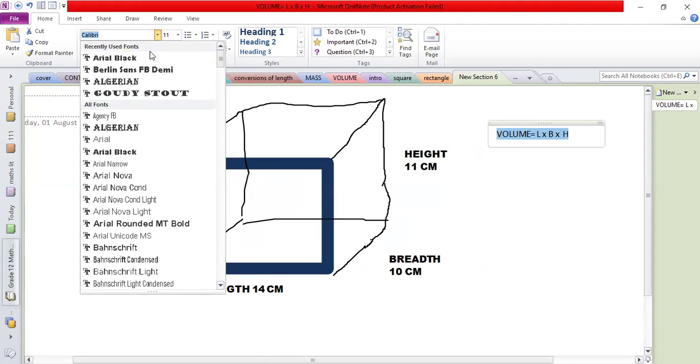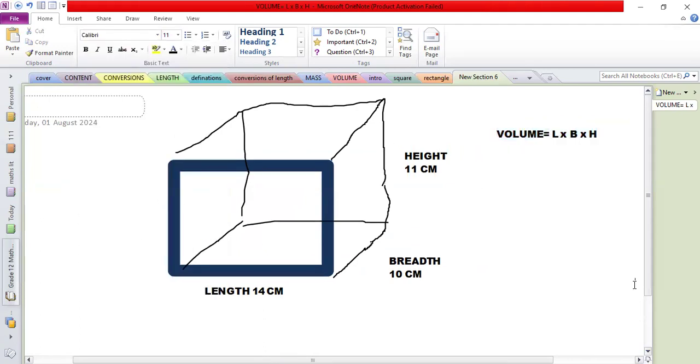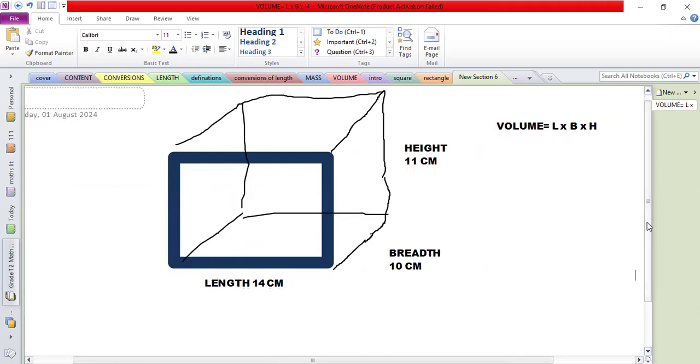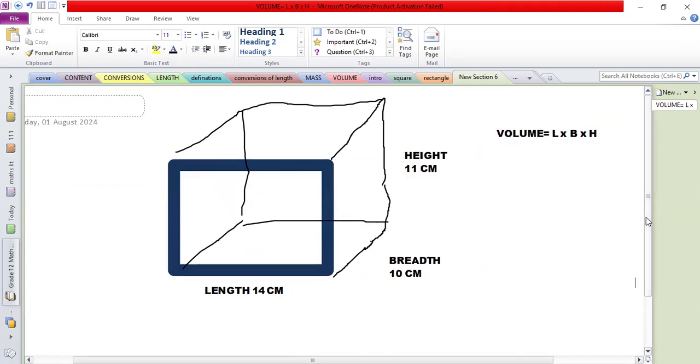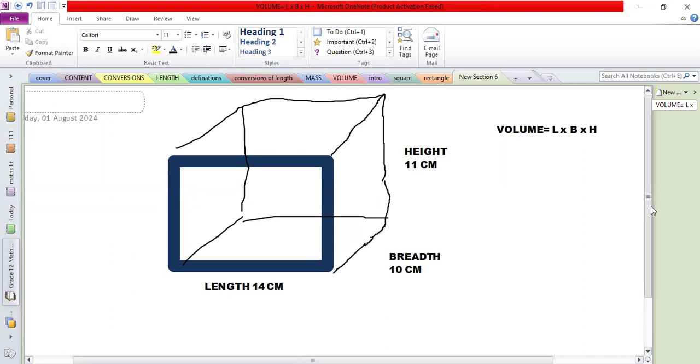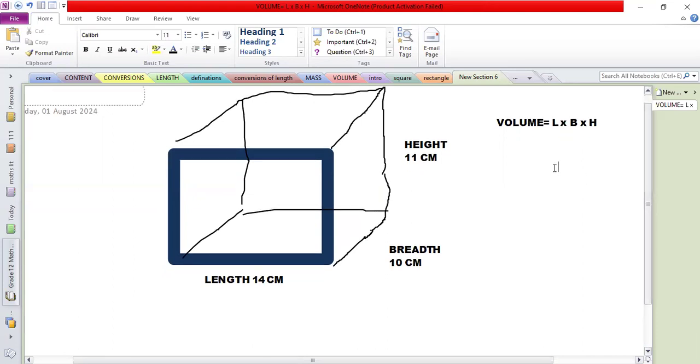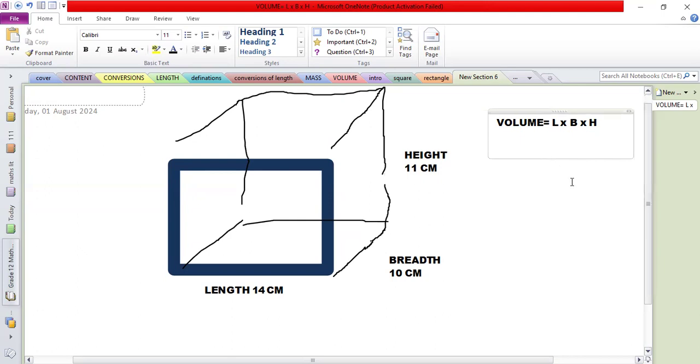Can someone calculate that? Calculate the volume of this rectangular prism. Adjust the screen with your 2 fingers. Calculate the volume of this rectangular prism. I'm looking at the answers. Can someone please calculate? I'm looking for 2 answers. The first one must be the calculations. Don't just write down your answer. Show how you got your answer.